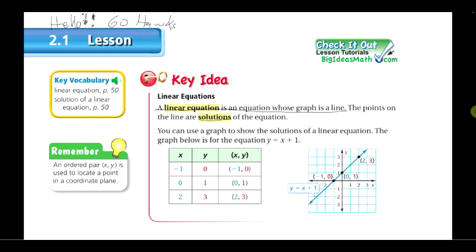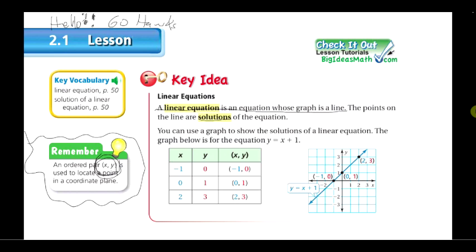And the last little thing I want you to remember is that an ordered pair (x, y) is used to locate a point on a coordinate plane. Most importantly, that x comes before y. You guys see that's alphabetical. Pretty cut and dry.